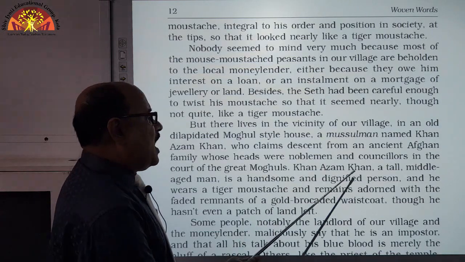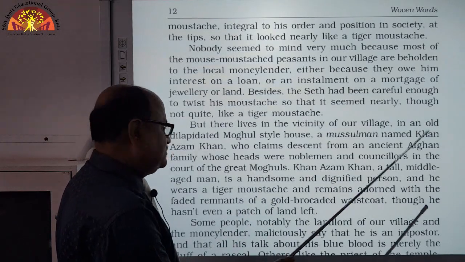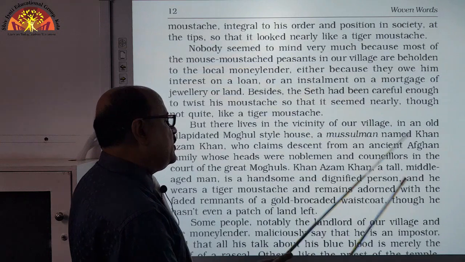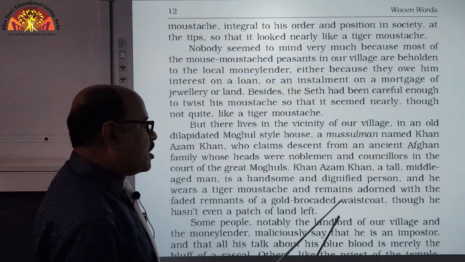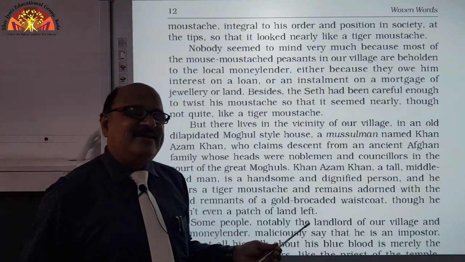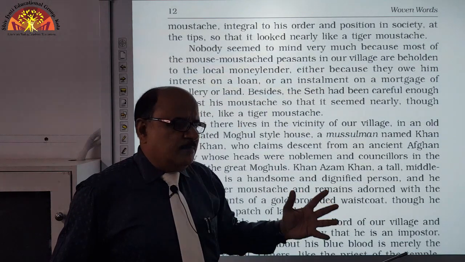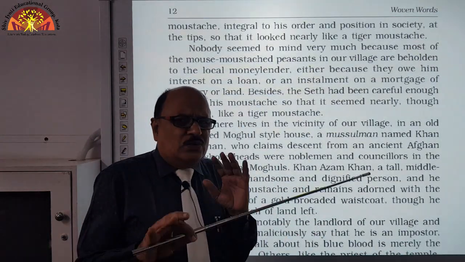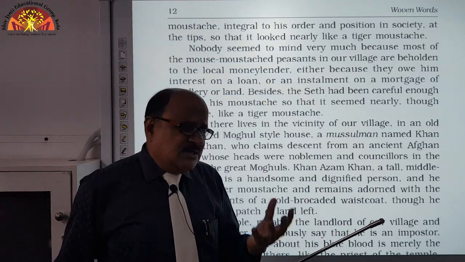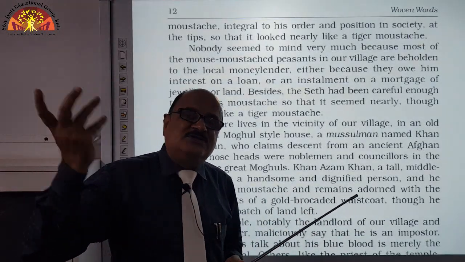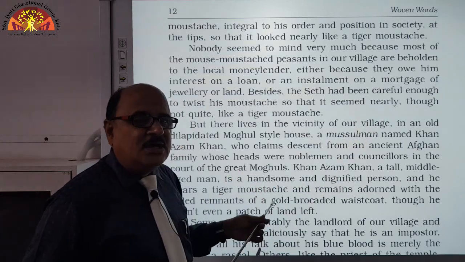So Khan Azam Khan, a tall, middle-aged man, is a handsome and dignified person, and he wears a tiger mustache and remains adorned with the faded remnants of a gold brocaded waistcoat, though he hasn't even a patch of land left. I told you the second kind of mustache, the tiger mustache. This type of mustache is possessed by people who, though they do not have anything left, still have some things belonging to their ancestors, their royal forefathers, right. So Azam Khan also has this kind of mustache.